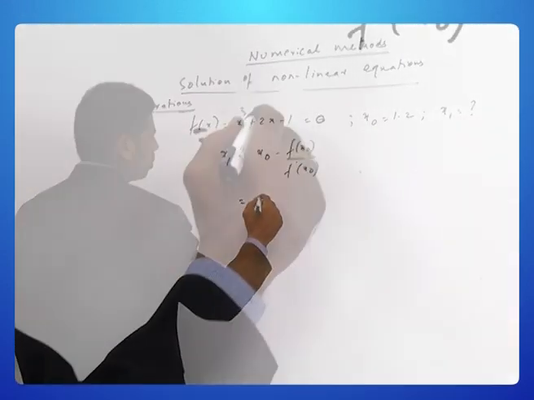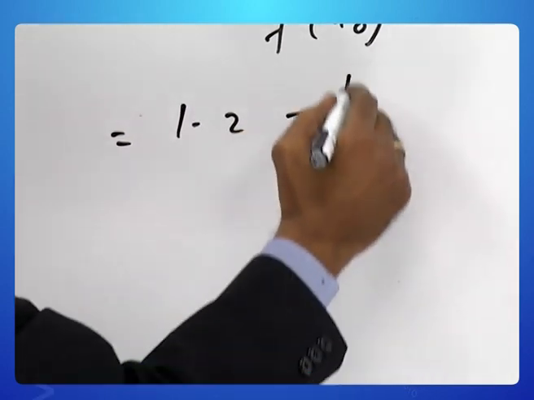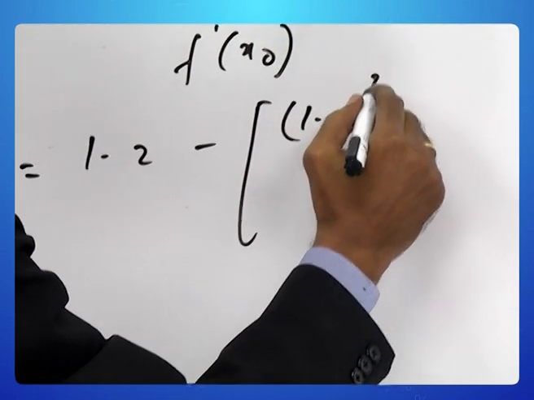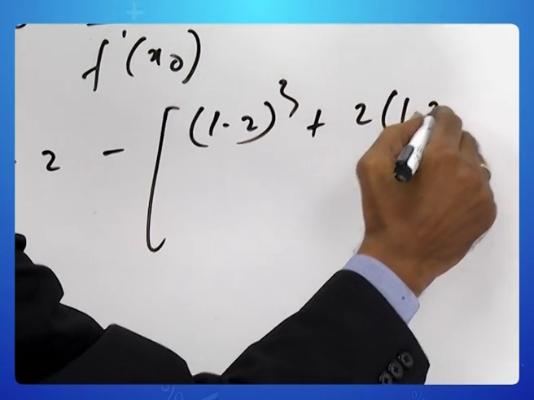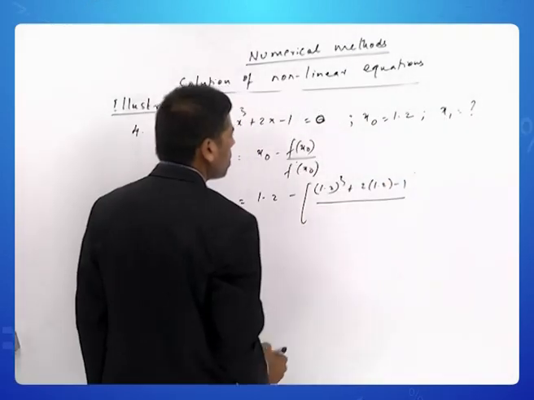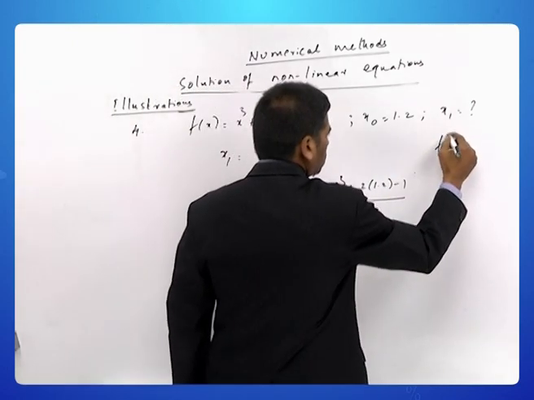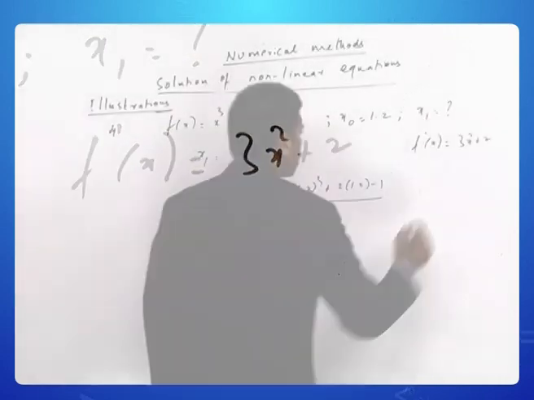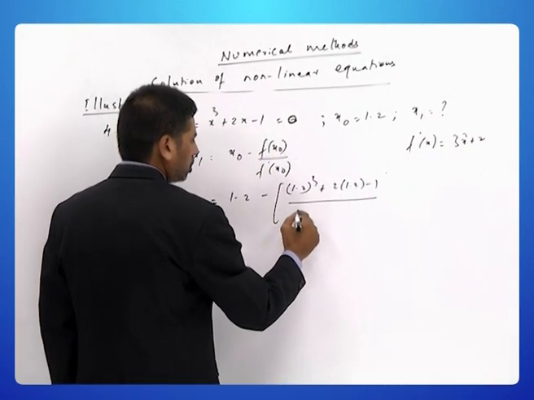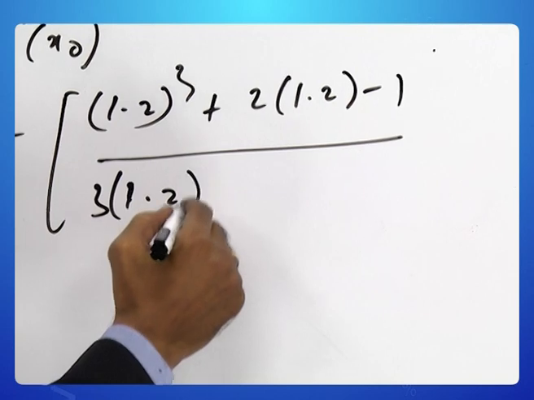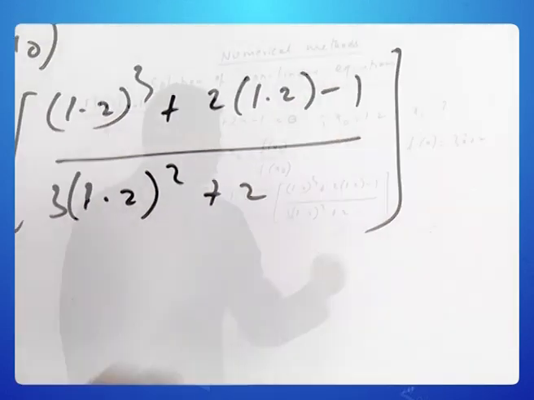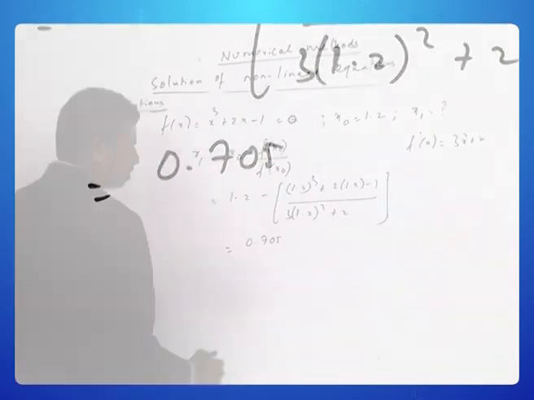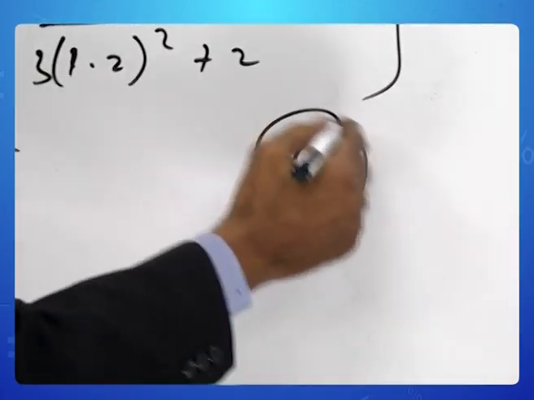So x naught is 1.2 minus of f of x naught, which is 1.2 cube plus 2 into 1.2 minus 1. The derivative of the given function is 3x squared plus 2. Therefore, it is 3 into 1.2 square plus 2. You use a calculator and you get an approximate answer 0.705, corresponding to option C.